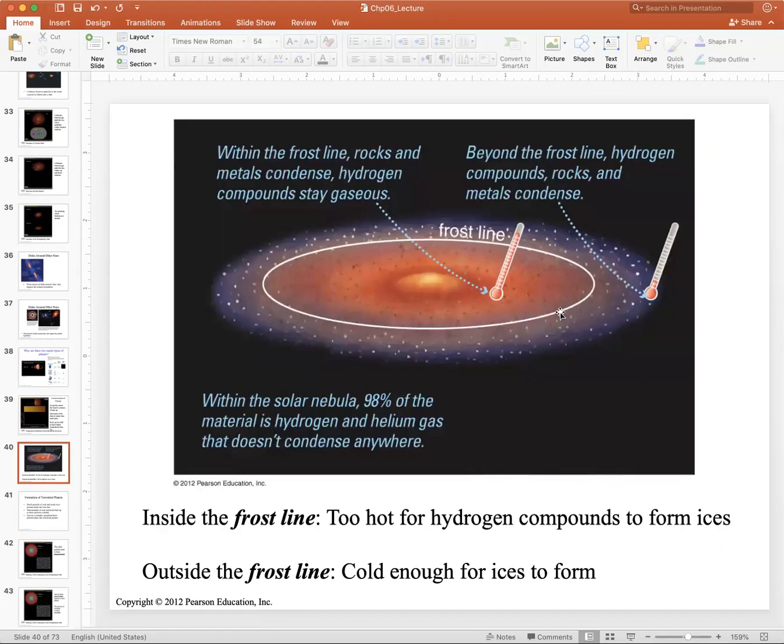The frost line here means that if you are closer to the frost line, the temperature is high enough that these materials cannot condense. So you don't see icy material inside. So that's where the terrestrial planets form. Okay, out in the outer part of a solar system, beyond the frost line, and sometimes we call this a snow line as well, the material can condense and form ice on the surface of dust grains. So that's why we have Jovian planets forming there.